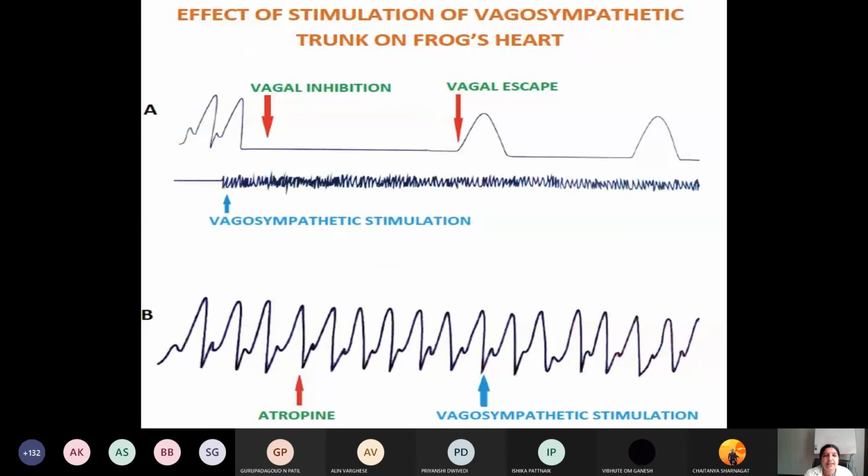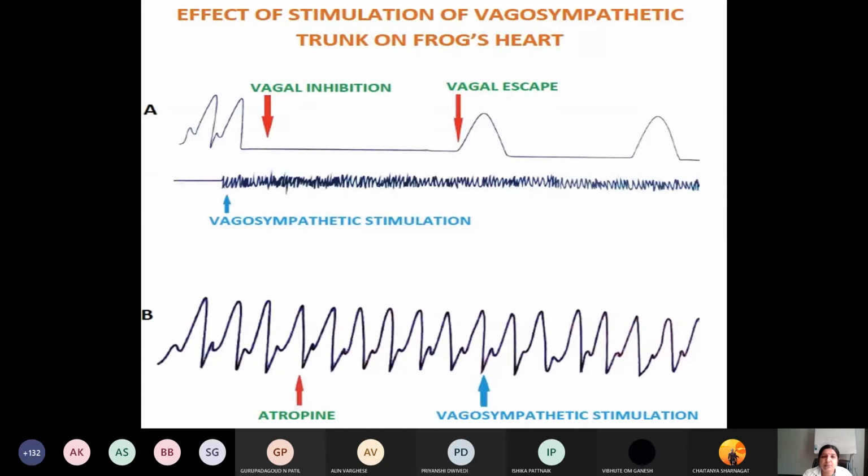Okay? So that graph is over now. You have to interpret the graph, its physiological basis and its applied aspect on the human heart. Three aspects you have to interpret. Then we go for the next graph, that is the effect of stimulation of the vagosympathetic trunk on the frog's heart.